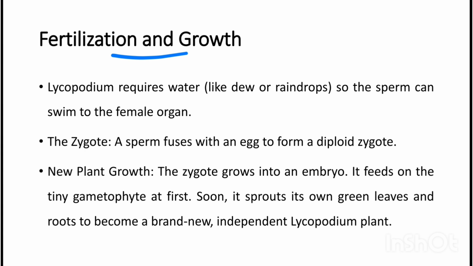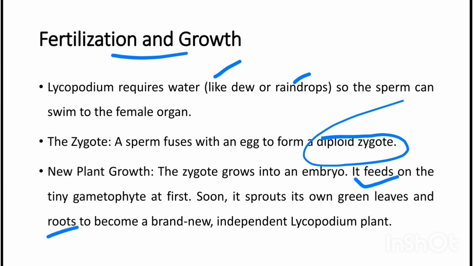Aquatic species require water, terrestrial species require dew or raindrops for fertilization. Sperms swim near the archegonia, and finally, by entering inside the archegonia, they fertilize the egg cell and form a diploid zygote again. That diploid zygote develops to form an embryo, and the embryo is initially dependent on the gametophytic plant for nutrition. But after some time, after maturation, it detaches from the parent plant and, by growing its own green leaves and roots, becomes a brand new independent Lycopodium plant.